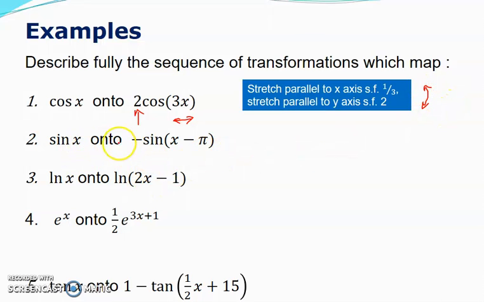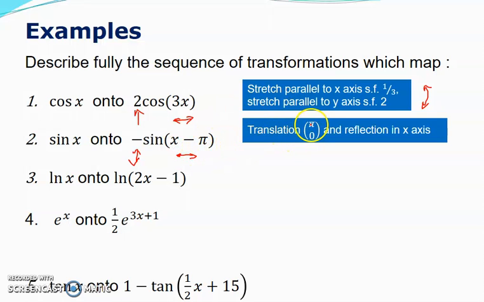Second one, sine x onto minus sine of (x minus pi). Well, this is a reflection, up and down. So that moves up and down, and this one is a translation left and right. Again, makes no difference which way around I do it. So I've written it's a translation by (pi, 0). Notice it's minus, so therefore pi to the right, and it's a reflection in the x-axis. Happy with that.